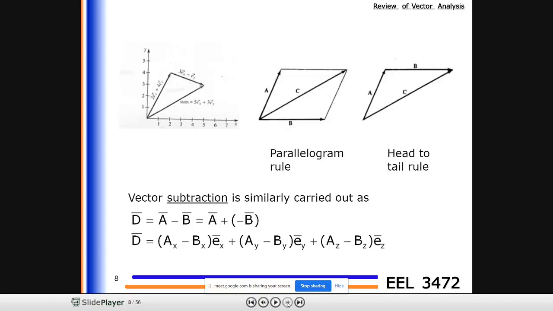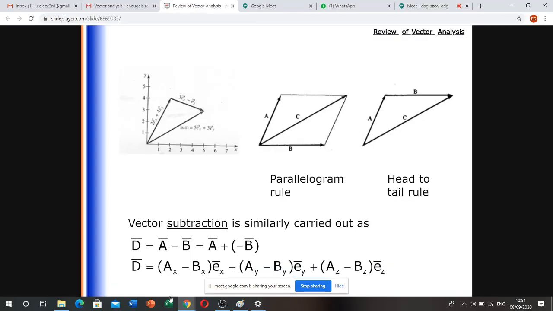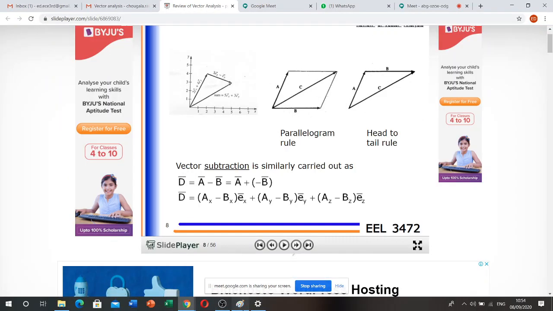Now next slide. Okay, see here. Example is given. See the parallelogram rule and head to tail rule. Two rules are there. So first we'll see this head to tail rule. Now see this, a vector is given like this, b vector is given like this. Now how do you find the c vector?